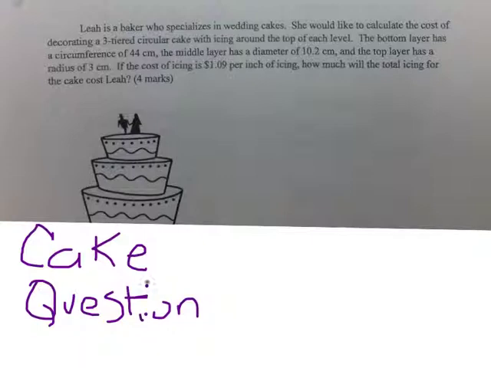Okay, so first things first, Leah's a baker who specializes in wedding cakes. She wants to calculate the cost of decorating just the top of each level of the cake to ice it, right? So there's 3 levels. What we need to do to do this question is split them up. So I kind of go top down, even though the question's written bottom up. But the top is the easiest to calculate.